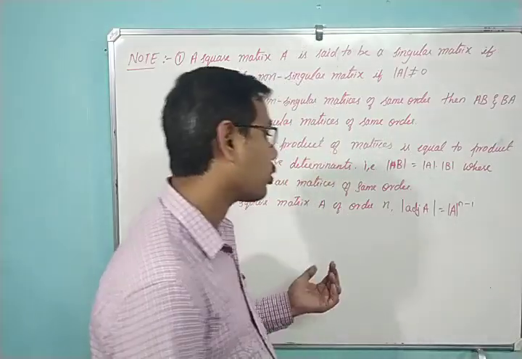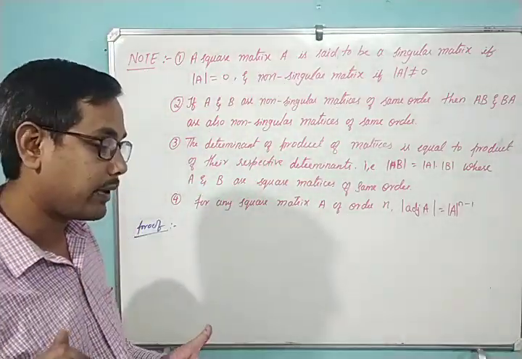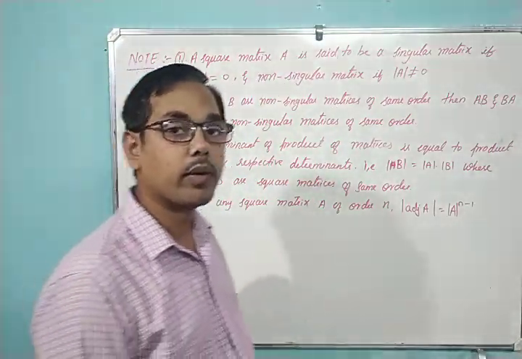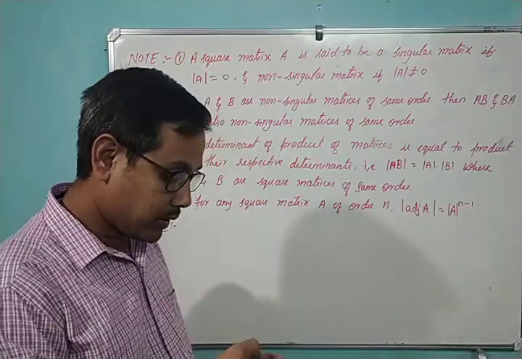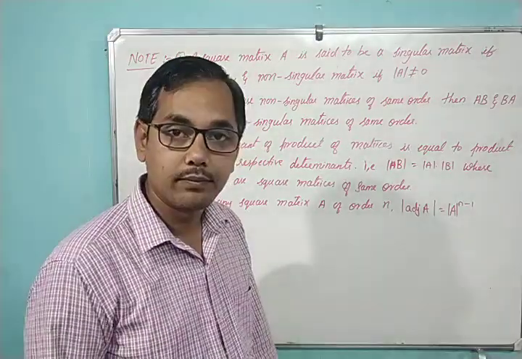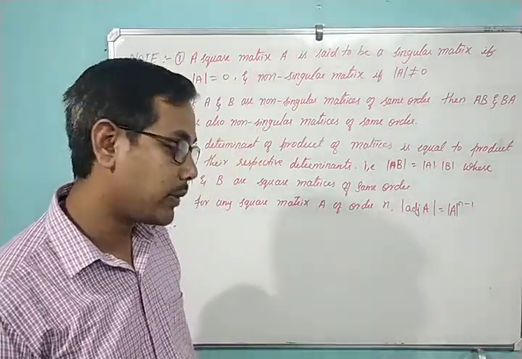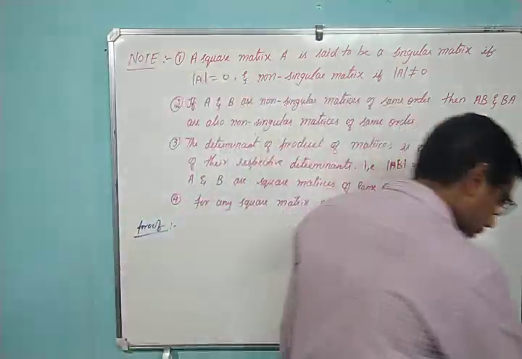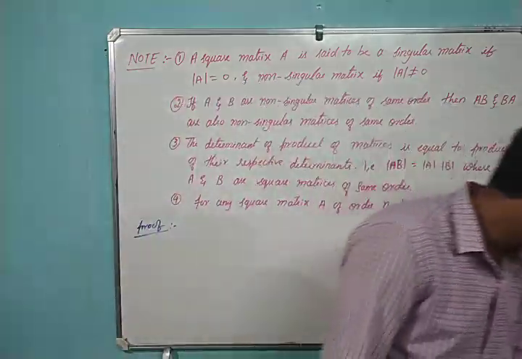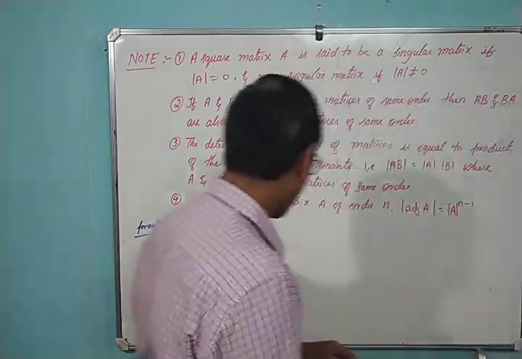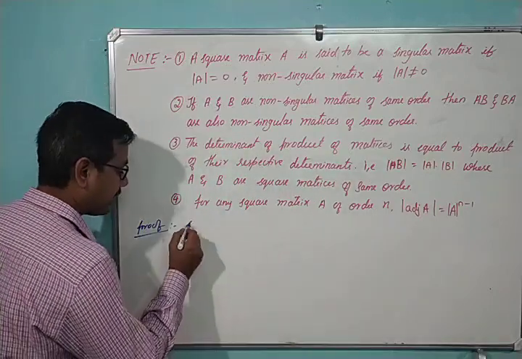There is one more method also, using the previous property. What is the previous property? A into adjoint A is equal to determinant A into I. So we know that adjoint A into A is equal to what? Determinant A into I.